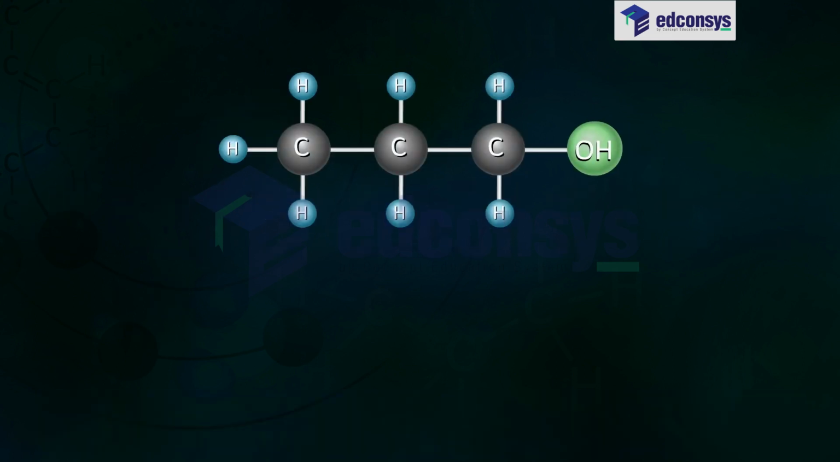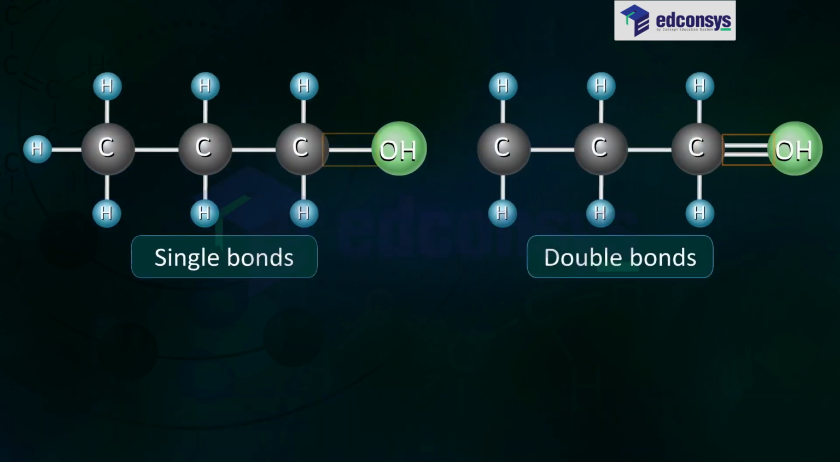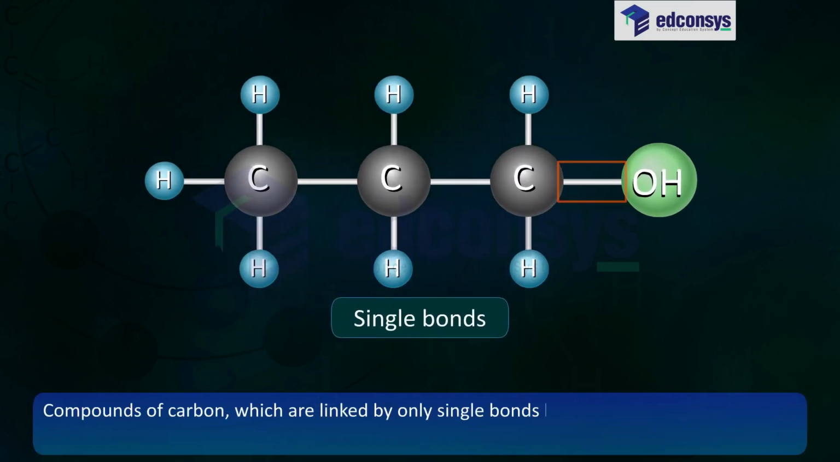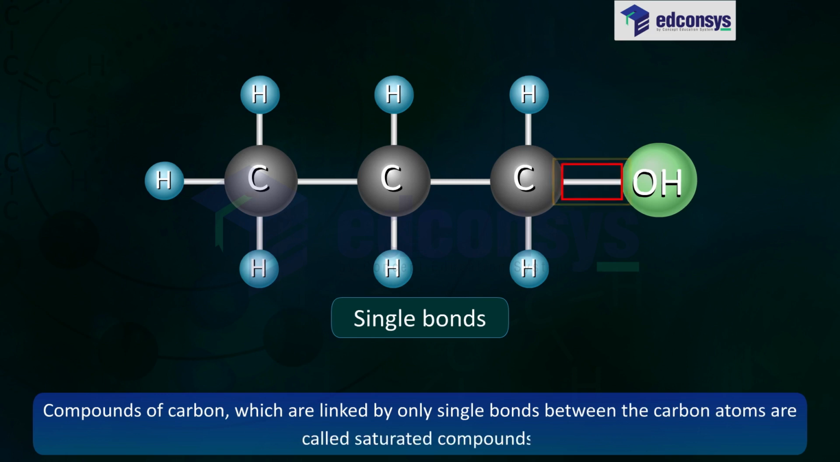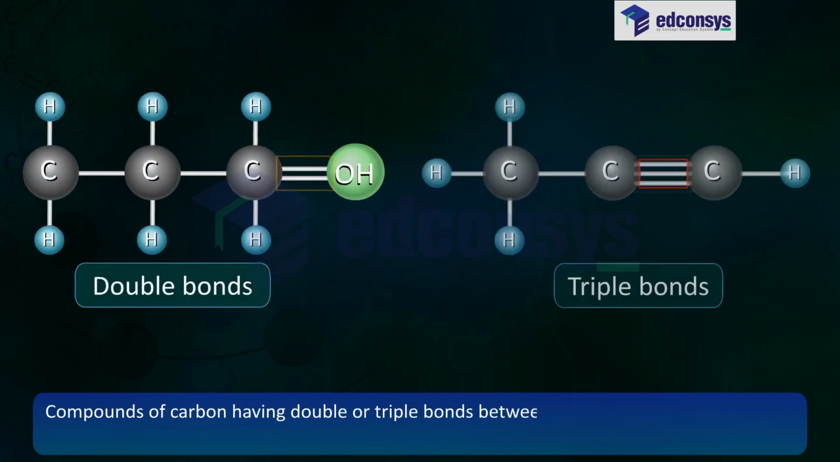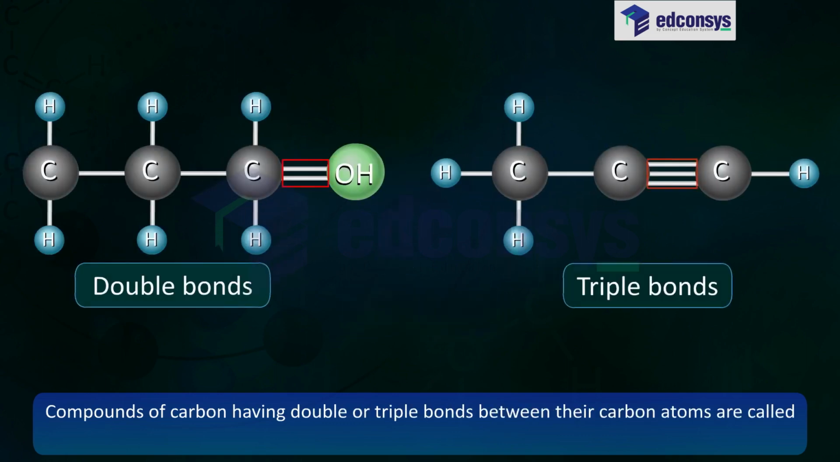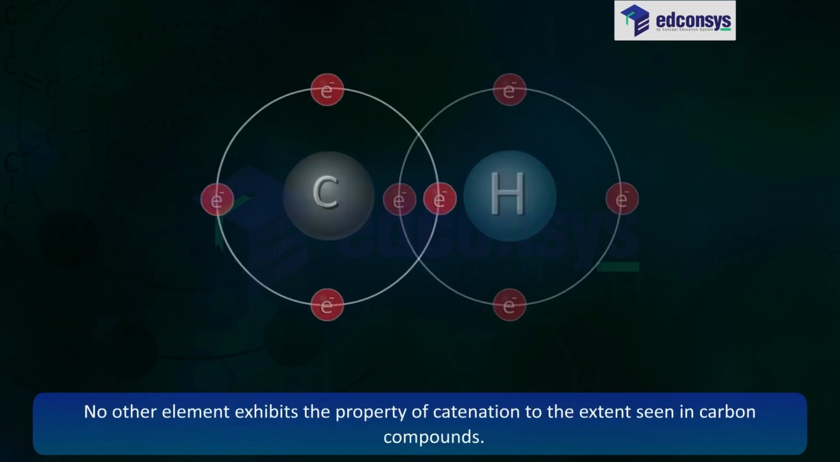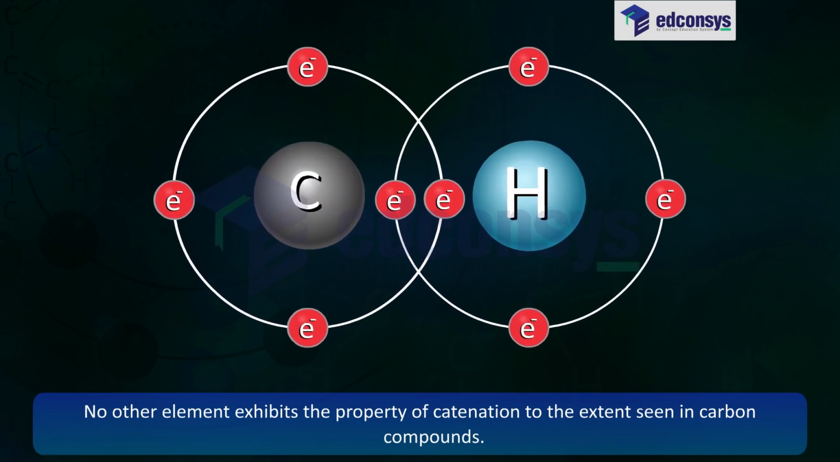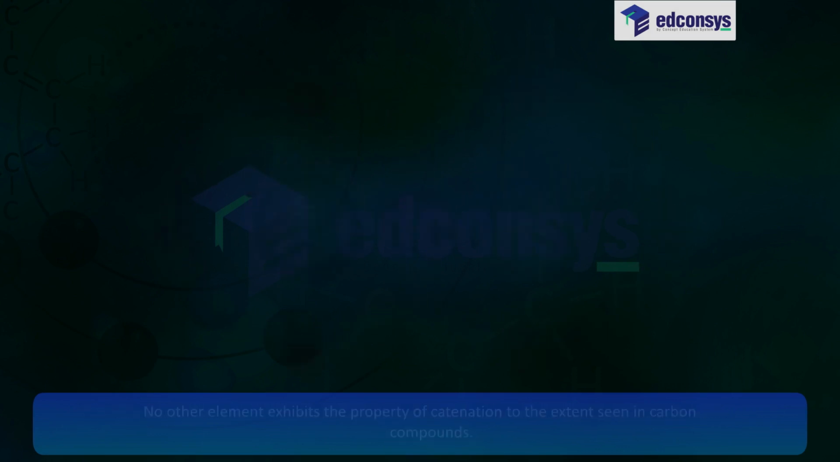Carbon atoms may be linked by single, double, or triple bonds. Compounds of carbon which are linked by only single bonds between the carbon atoms are called saturated compounds. Compounds of carbon having double or triple bonds between their carbon atoms are called unsaturated compounds. No other element exhibits the property of catenation to the extent seen in carbon atoms.